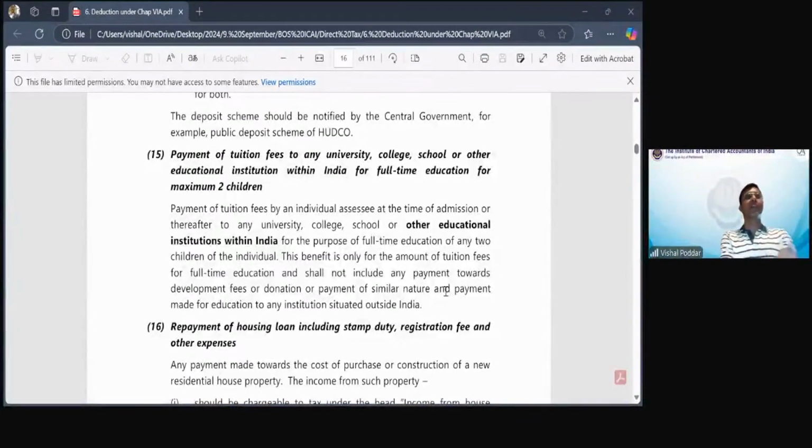Now tell me another place where there is no limit of 2 children, and that is clubbing. In clubbing, when a minor child's income is clubbed, I just want the subsection, I don't want clauses. In case of clubbing where the income of minor children is clubbed, again you do not have the limit of 2 children, correct? Do you remember the section number for that exemption? Chalo. I want a complete section, beta. I want the section number for the exemption, because in the exemption they are saying the limit of 2 children is not there.